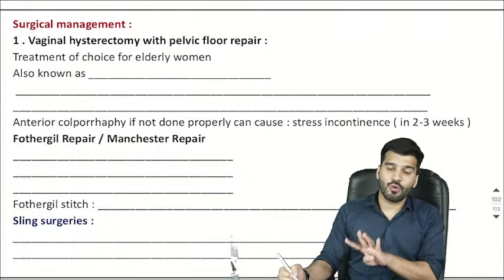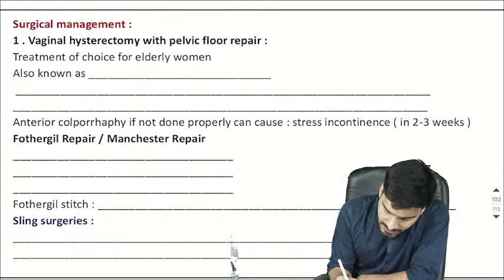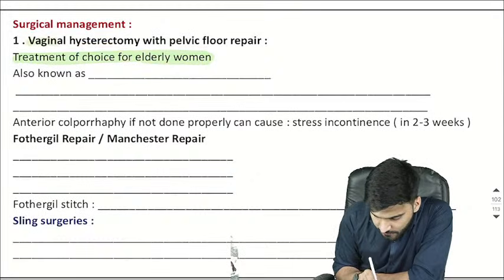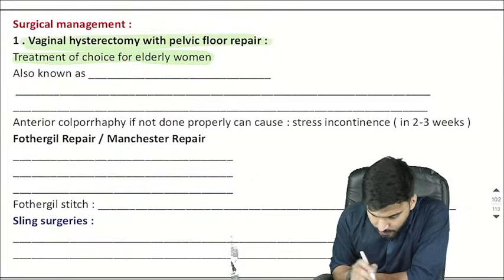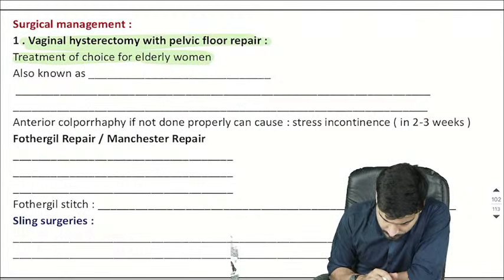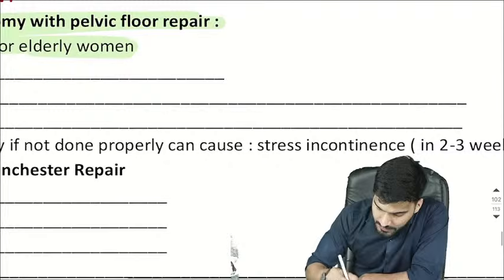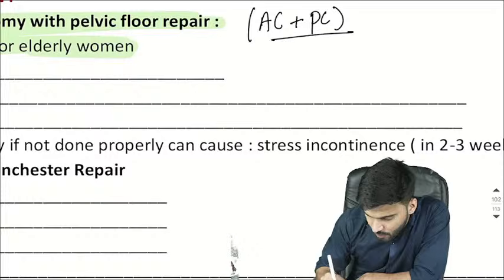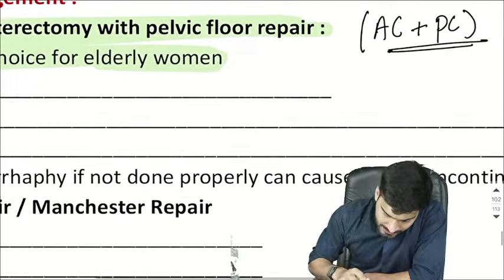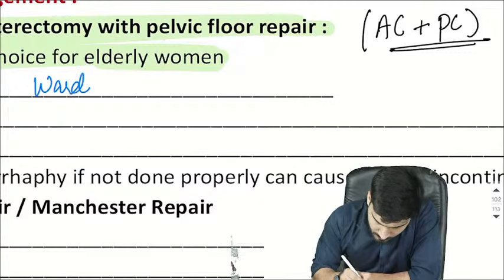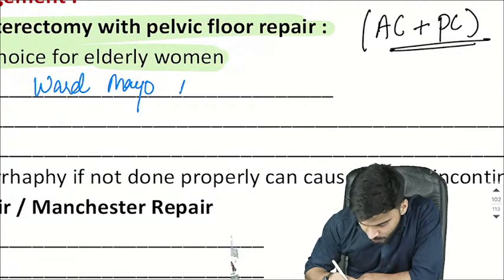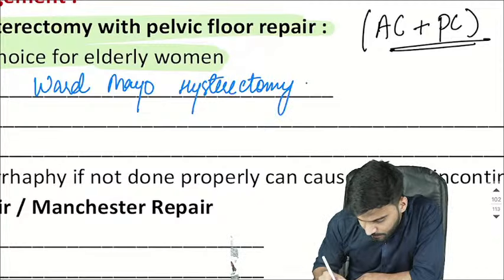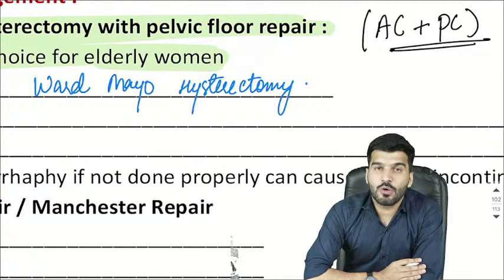Now 4 ladies, 4 different types of treatment. If an elderly woman is there, the treatment of choice is going to be vaginal hysterectomy with pelvic floor repair. In pelvic floor repair, what does that mean? Just now, for cystocoele, anterior colporrhaphy; for rectocoele, posterior colpoperineorrhaphy. This is also called Ward Mayo hysterectomy or Ward Mayo operation.